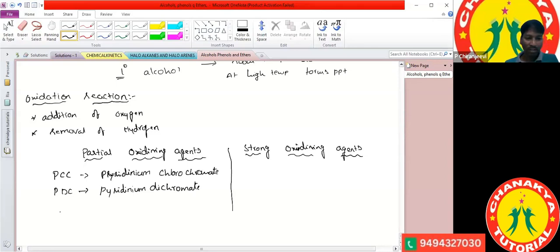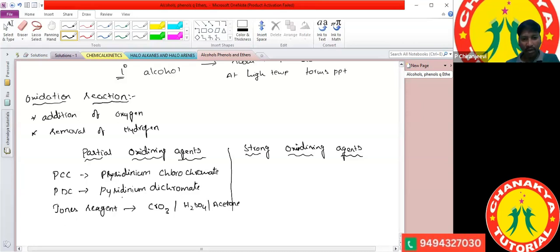Another one is Jones reagent. What is meant by the Jones reagent? Jones reagent is nothing but chromium trioxide, CrO3, in presence of H2SO4 and acetone. So CrO3 in presence of H2SO4 and acetone is called a Jones reagent. And Collins reagent.